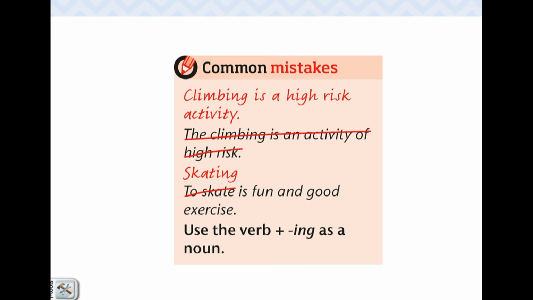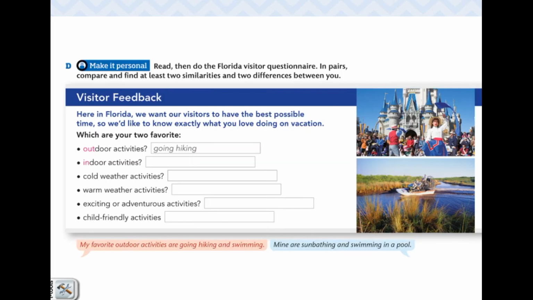So use the verb plus the -ing as a noun because it is the subject of the sentence. All right? So what is fun and good exercise? Skating. What is a high risk activity? Climbing. All right? They are the subjects of the sentences. So they are nouns, right?